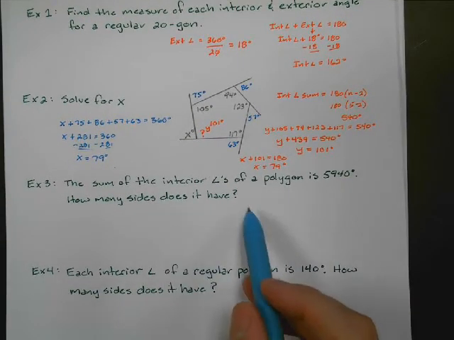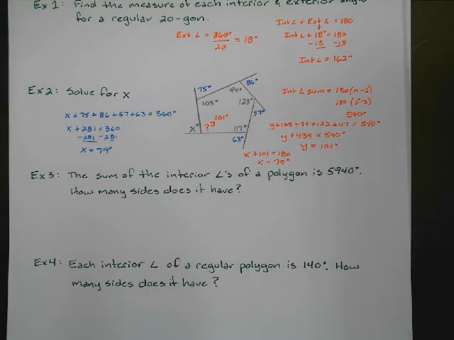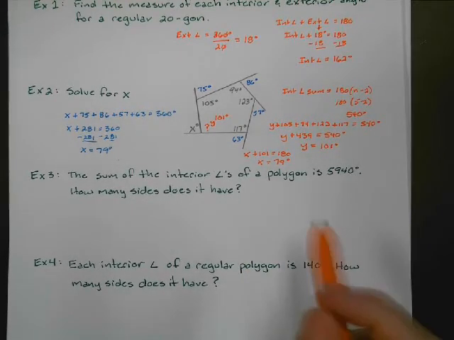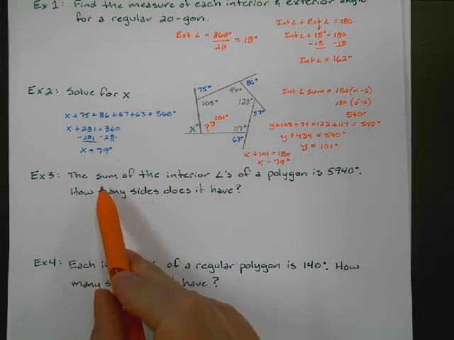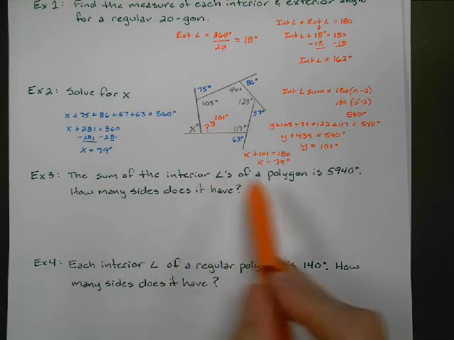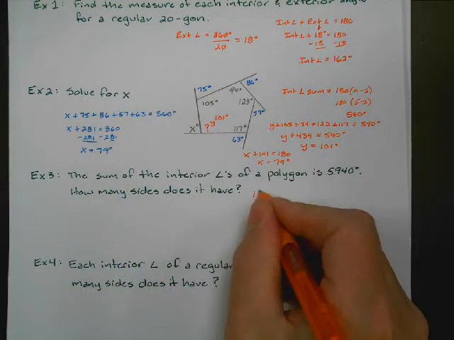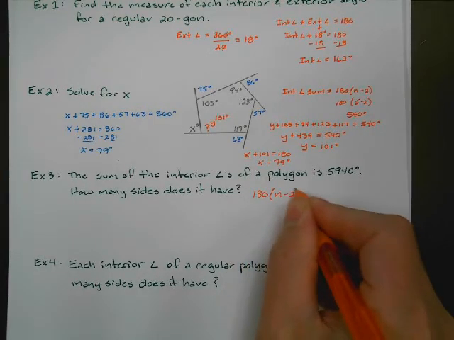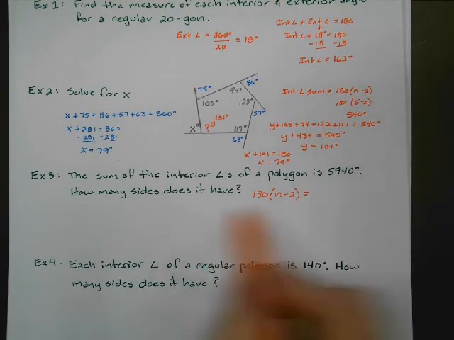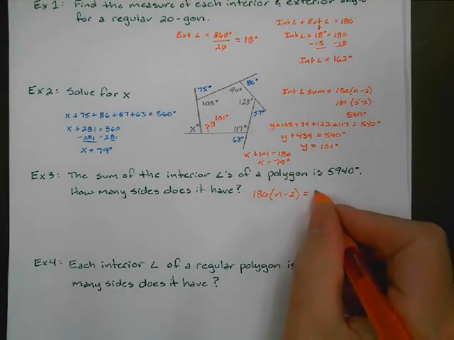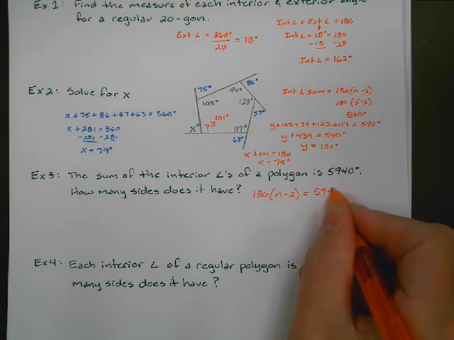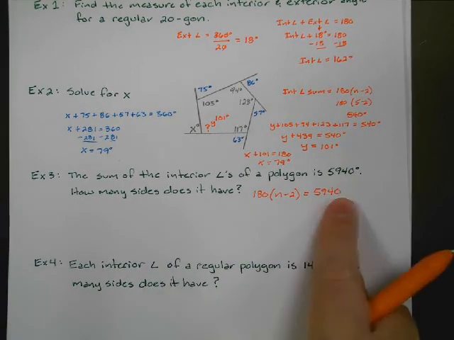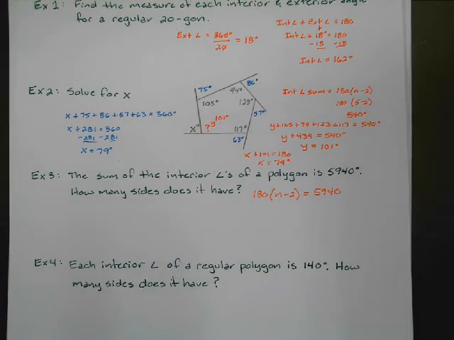Okay, some of you are going to struggle on this one because you don't like writing equations. You need to write an equation. We know that the formula for the sum of the interior angles of a polygon is 180 times n minus 2. And they say that that is equal to 5940. This is the equation that we can now solve.